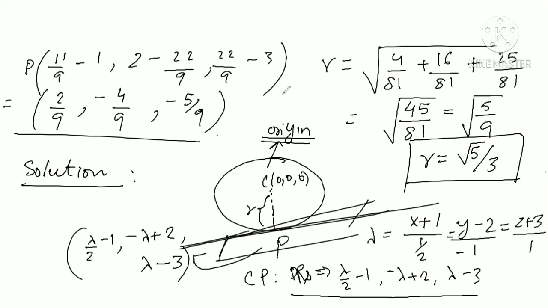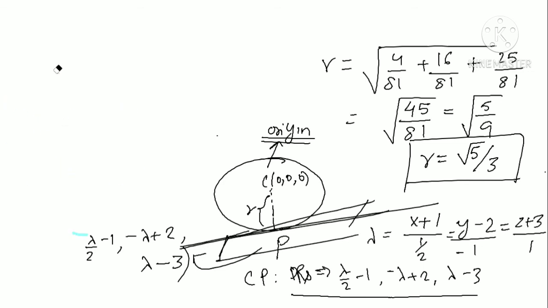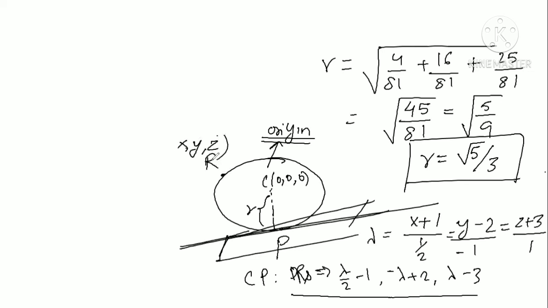Okay, so now we can apply the distance formula and get the equation of the sphere. Okay, so let's suppose we have this point R which is lying on the sphere. The coordinates of R is x comma y comma z. So now since R is lying on the sphere, its distance from the center of the sphere, which means RC, will be equal to the radius which we have calculated, and we have calculated the radius as root 5 by 3.